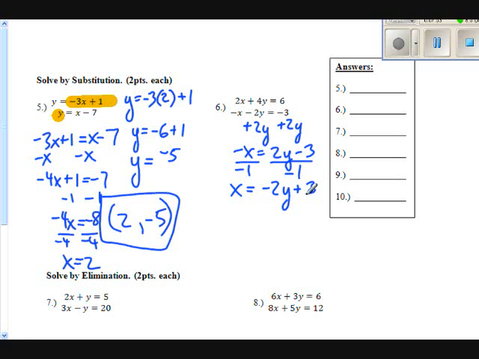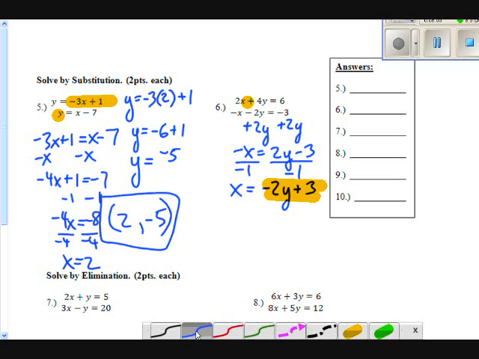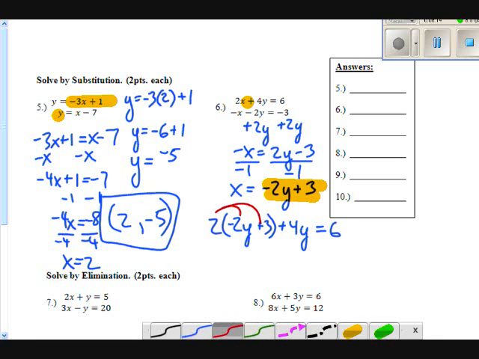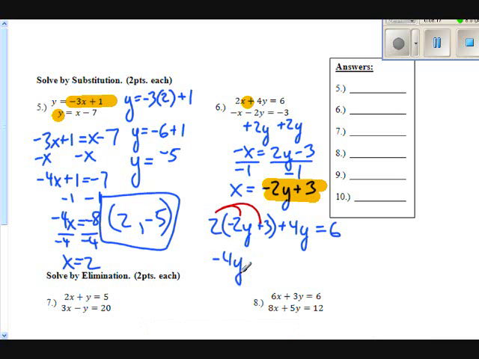Okay? So now I've got my new x value here. And I'm going to plug that in to the first equation where x is. So I've got 2 times, instead of x, I've got the negative 2y plus 3 plus 4y equals 6. So again, I want to distribute the 2. So that's a negative 4y plus 6 plus 4y equals 6. I combine like terms, the negative 4y and the positive 4y.